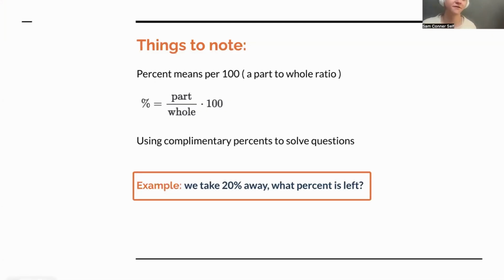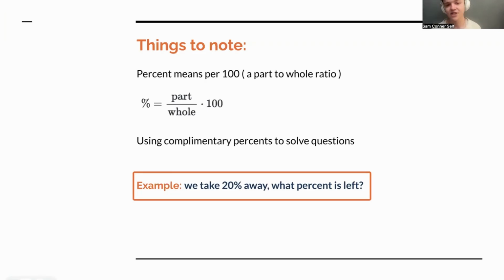And then just a refresher, again, this should be pretty familiar to you guys. Percentages is something out of 100. So it's going to be the part over a whole times 100, or if you're going from a percent to just like a coefficient, it's going to be divided by 100. And then it's going to be really helpful if you remember how to use complementary percents to solve questions.